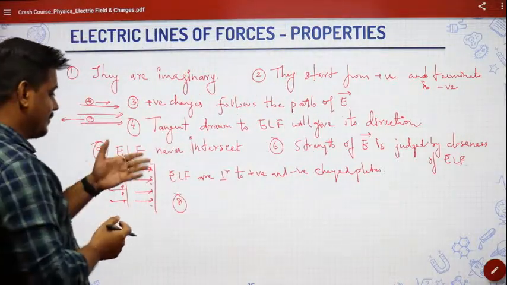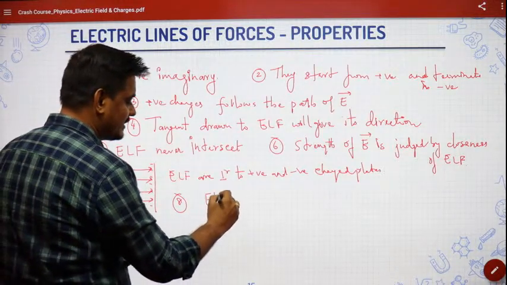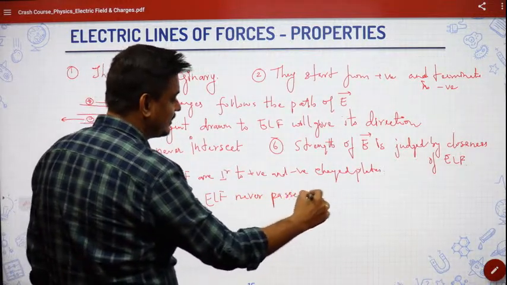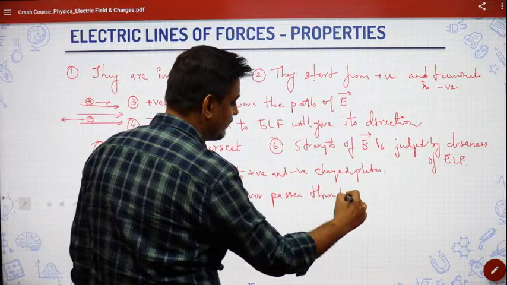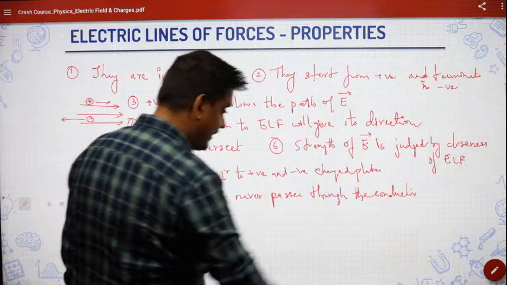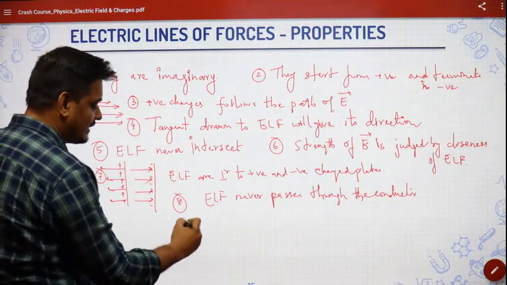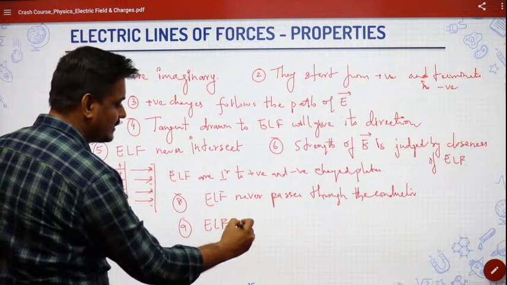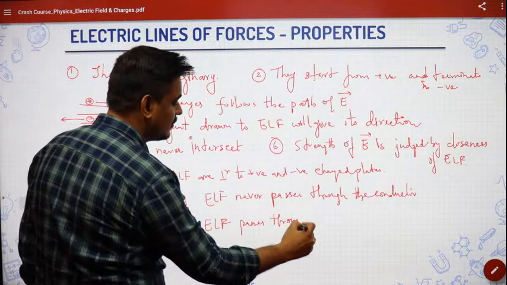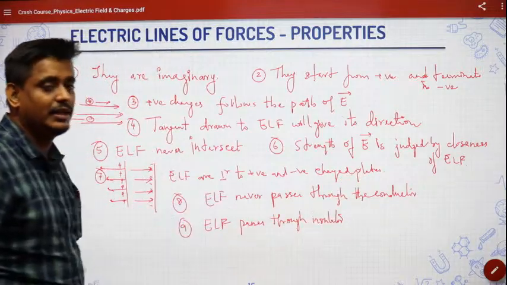So I am coming back to the next property. Electric lines of forces never pass through the conductor. And one more thing, they will pass through insulator. That also you should remember. So the 9th point I will write as: electric lines of forces pass through insulator. So they don't pass through conductor, but they pass through insulator.